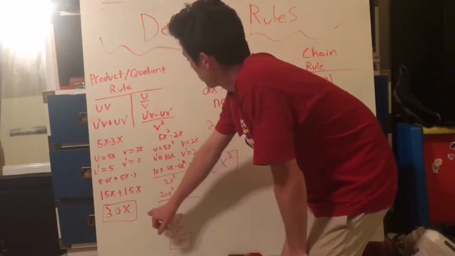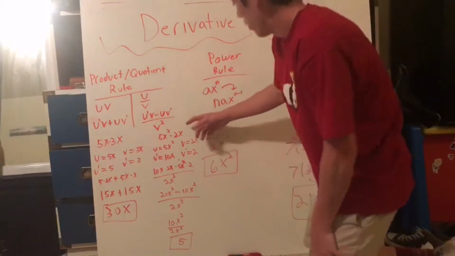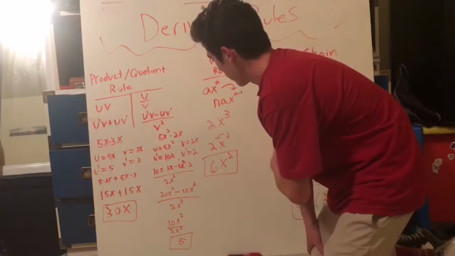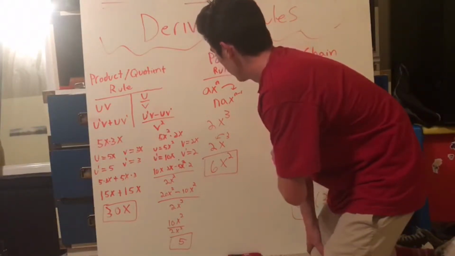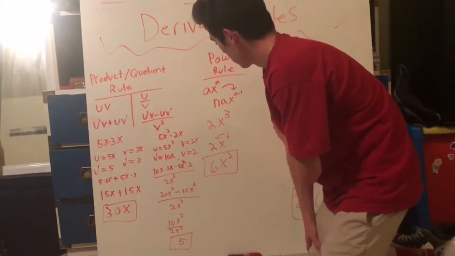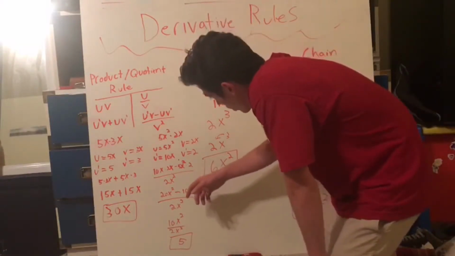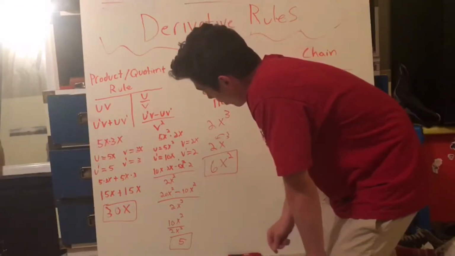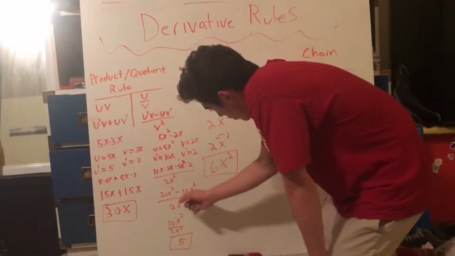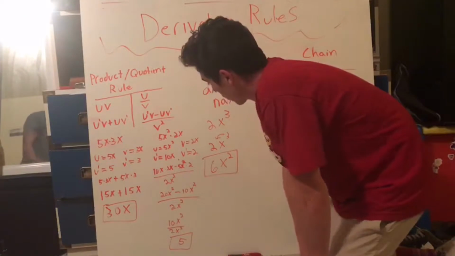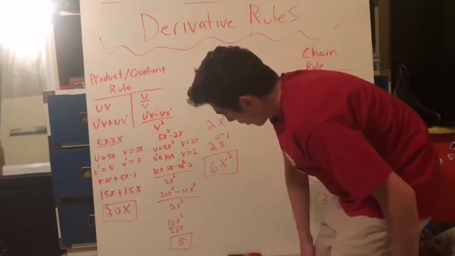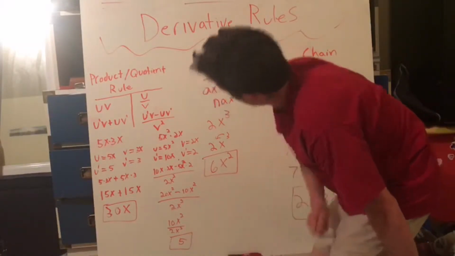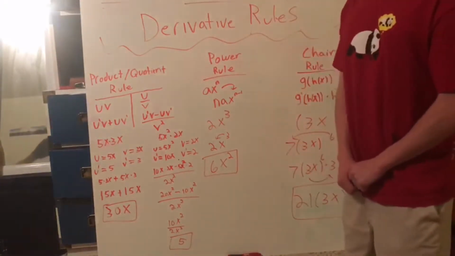That adds up to 30x. With this one, we have 5x squared over 2x. The u for this would be 5x squared, u prime will be 10x, v will be 2x, and v prime will be 2. When we put it in the equation, we have 10x times 2x minus 5x squared times 2, all over (2x) squared, which gives us 20x squared minus 10x squared over (2x) squared. Simplifying that, it all goes down to 5. And that's the derivative rules.